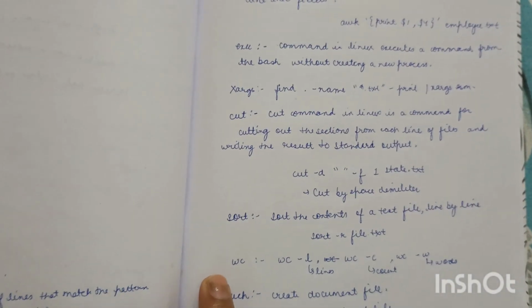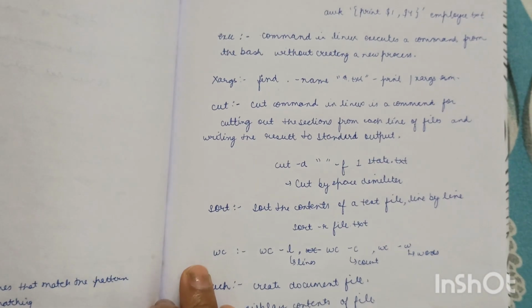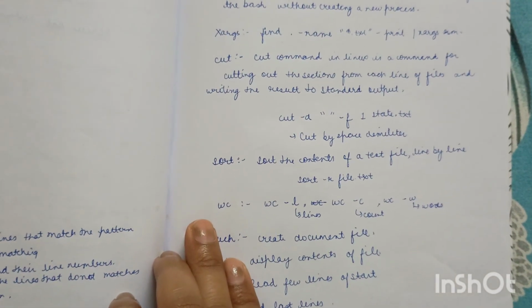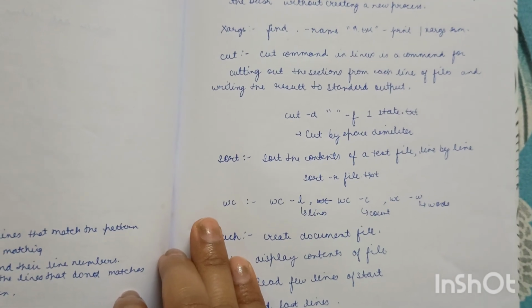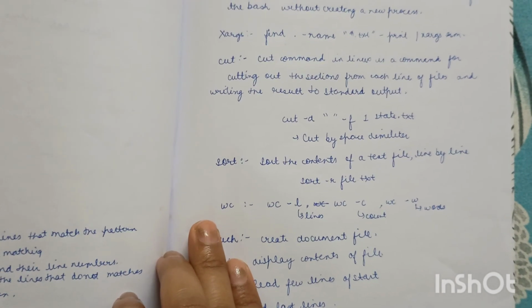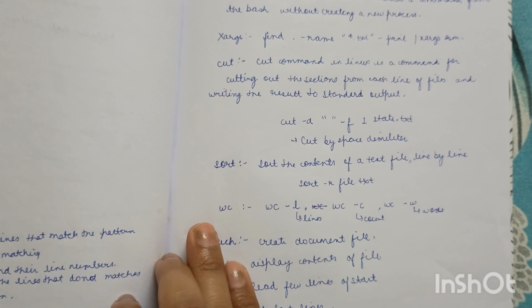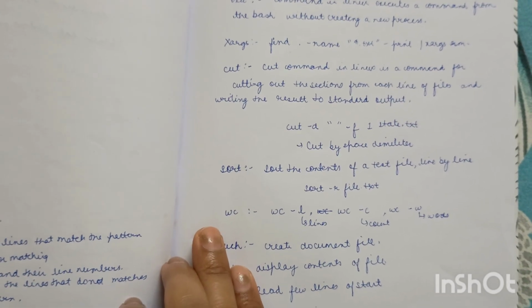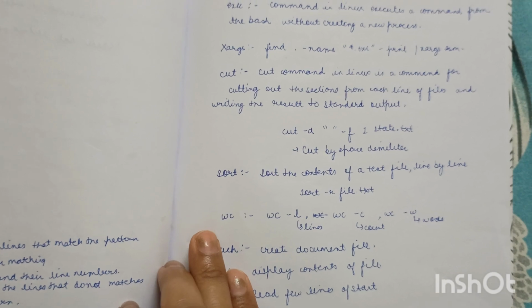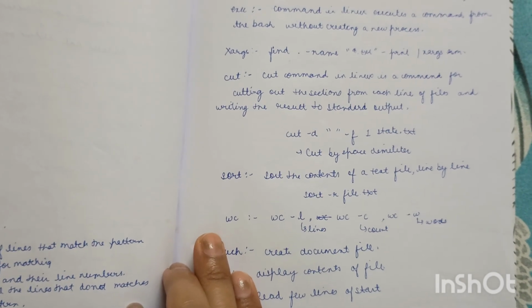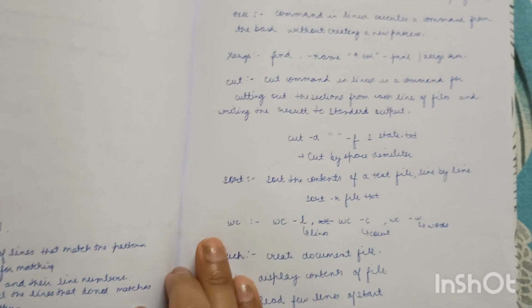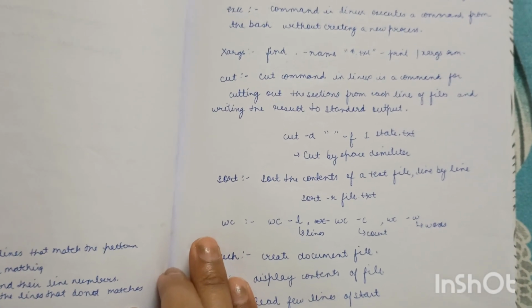Cut command in Linux is a command for cutting out sections from each line of files and writing the result to standard output. So basically, we can cut the line according to the delimiter. We can mention that cut this line with this delimiter, like space or comma, and then we can print it. We can print those using awk or something. So you can try the combination of awk and cut.